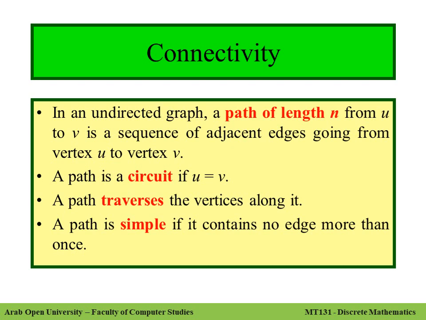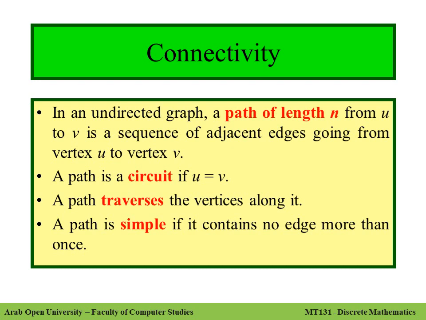The final topic we'll cover is connectivity, what it means for a graph to be connected or disconnected. First, we have to define what a path is. In an undirected graph, what is a path? A path of length n, of course the length of the path is how many edges it uses. A path of length n from a vertex u to a vertex v is a sequence of adjacent edges going from vertex u to vertex v, and we will give examples of paths.